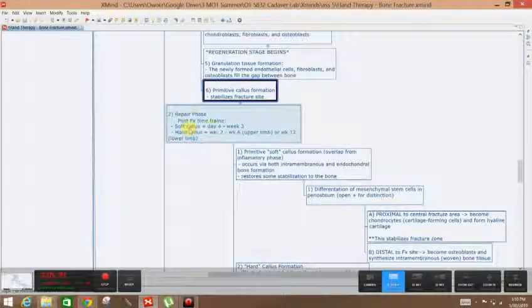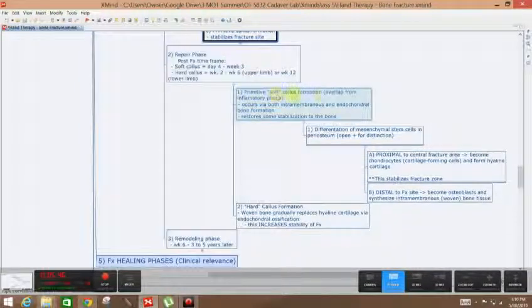The soft callus lasts from day 4 roughly to week 3, and then roughly the hard callus is week 2 through week 6 for the upper extremity, which is what we'll be talking about. The primary soft callus forms initially, and that can occur via both intramembranous or endochondral bone formation, but there will be no cartilage in the intramembranous formation.